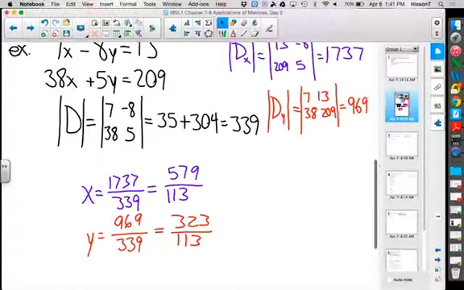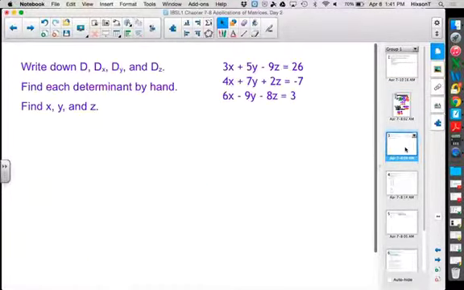Alright, so let's try it with a 3 by 3. And this would give us a little bit of practice finding 3 by 3 determinants by hand. We're going to try it by hand once, we'll try it with our calculator once, and see the difference. So first of all, you need to identify for this system what D, D sub x, D sub y, and D sub z are. And then you need to find their determinants as well.